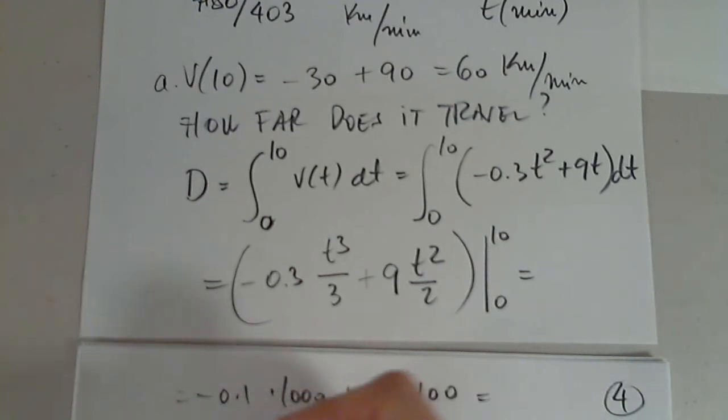Okay. Oh, careful. I didn't copy the negative. 350. Part B. How far does it travel during the second 10 minutes?